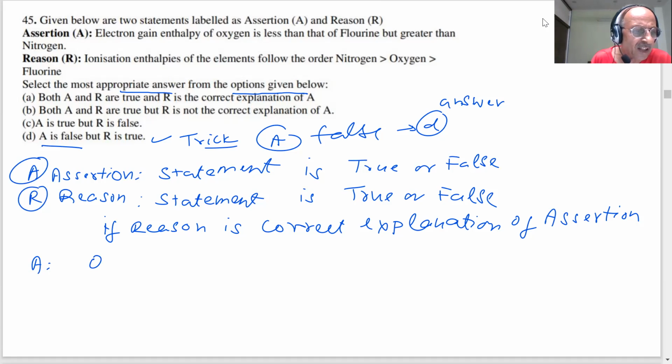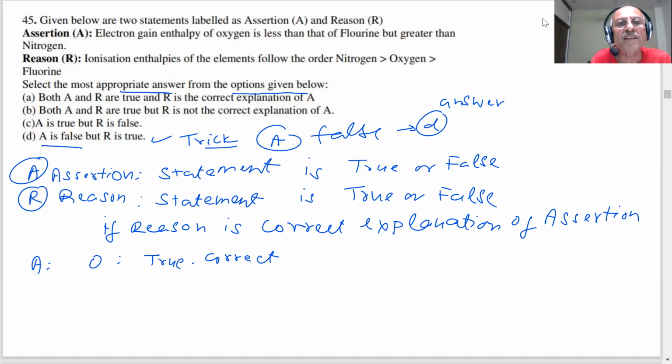Electron gain enthalpy of oxygen is less than that of fluorine, but greater than that of nitrogen. Nitrogen is less electronegative. Therefore, we can say this statement is true. So I am saying assertion is correct, student.